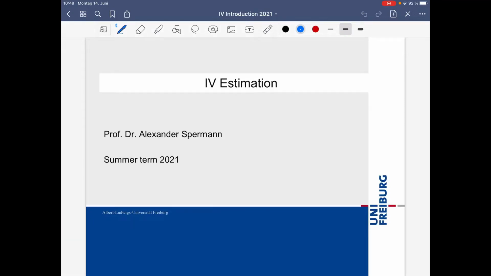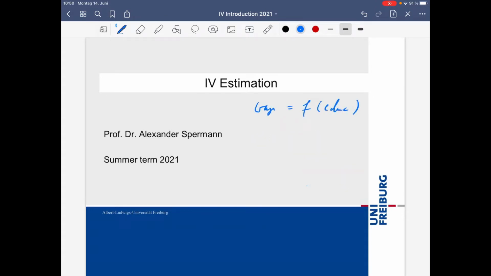Hi, so when do we need IV estimation? Well, if y is a function of x and x is not exogenous, or in other words, is endogenous, so there's something hidden in the error term that makes x endogenous. In such a case, we need an instrumental variable.